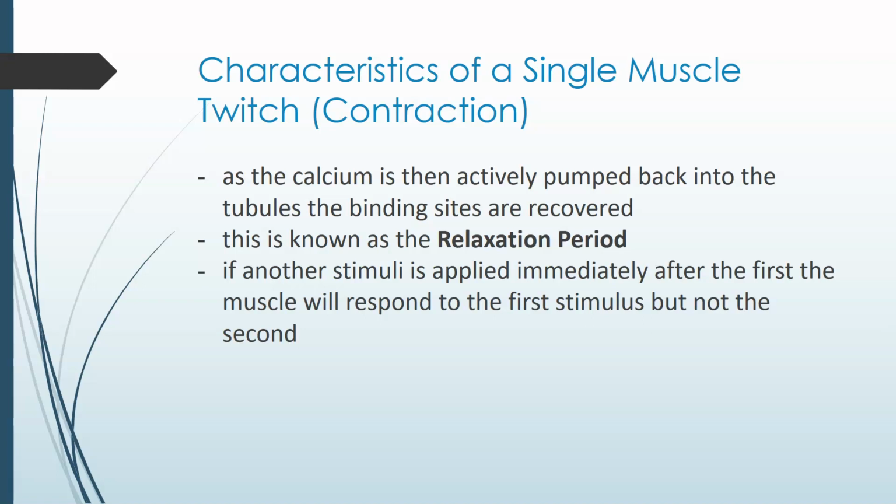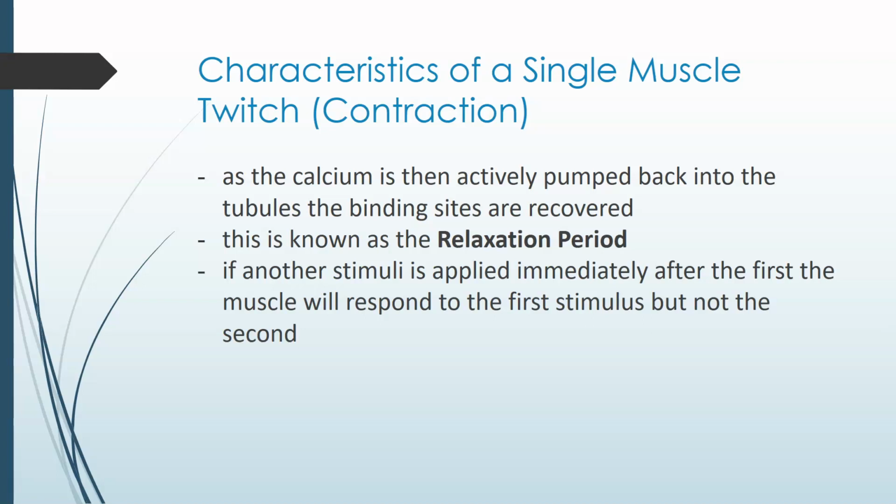So we have the latent period, which has the action potential working its way through and the release of calcium. We have the contraction period, which represents the interaction and cross bridges between the actin and myosin molecules. And then as calcium is pumped back out of that sarcoplasm area and going back into the sarcoplasmic reticulum, we have the relaxation period. If another stimulation is applied immediately after the first, the muscle will respond to the first but not to the second, because it has to go through this step every time for a muscle contraction to occur.